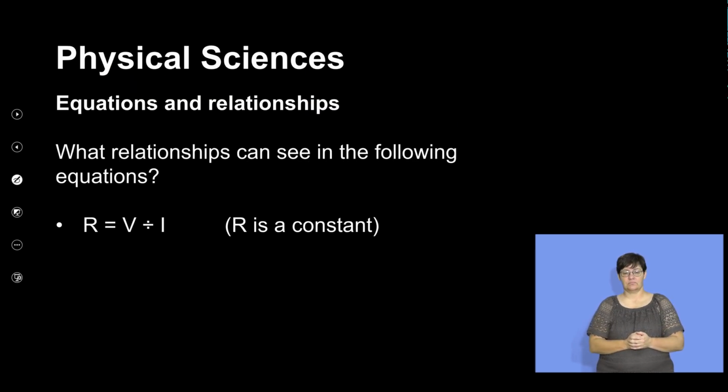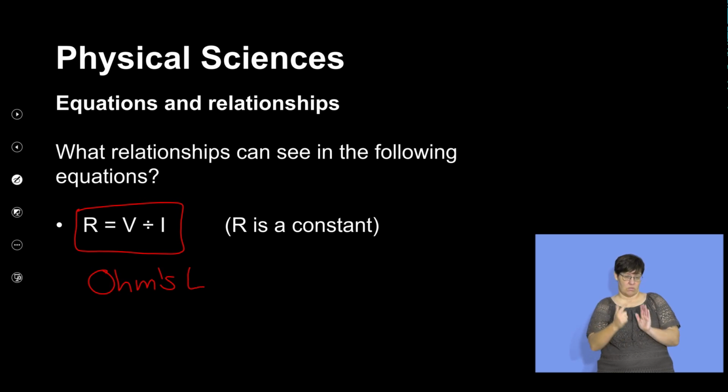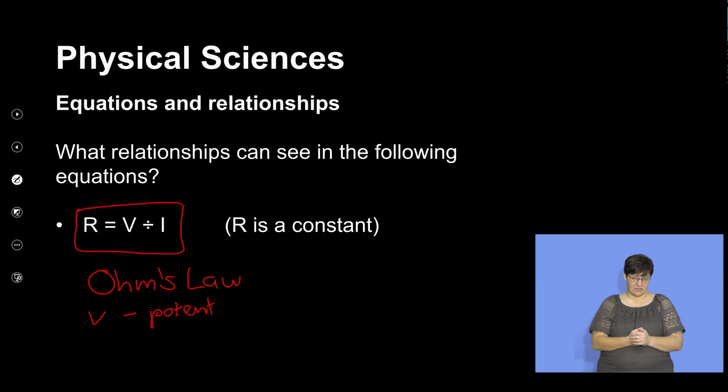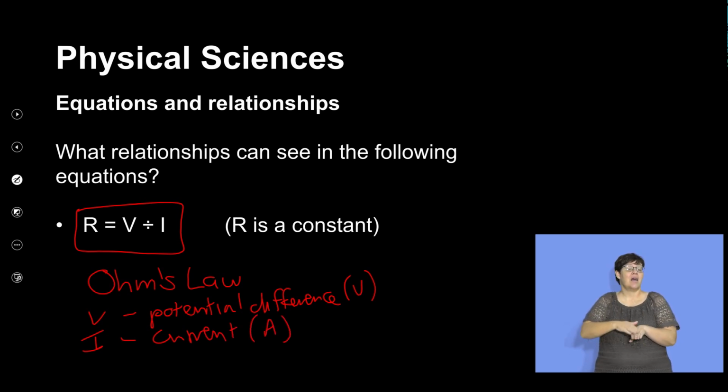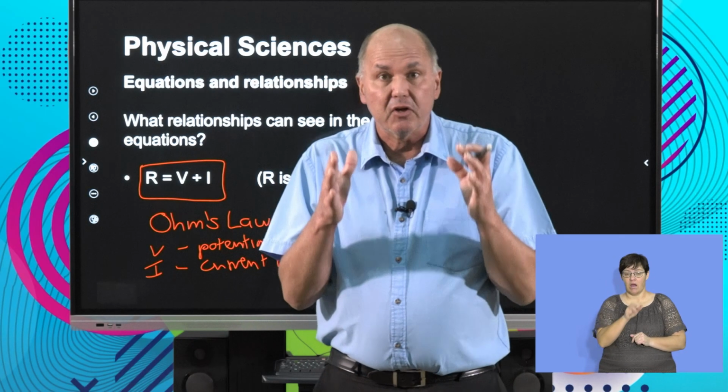if we have this equation, an equation that is R is equal to V divided by I. It is the equation from Ohm's law, dealing with electricity, where V is known as voltage or potential difference, measured in volts, and I is the current that's measured in amperes. Now, if we look at that equation, we recognize that R is a constant.